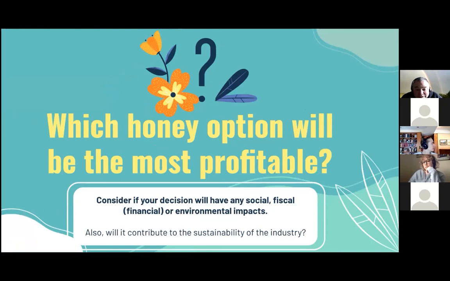Consider if your decision will have any social, fiscal, financial, or environmental impacts. There's also the environmental element to the class as well. The containers will need to be recycled, and more packaging means more of an environmental impact. The same holds true for the processing of each product. The more processing, the larger the environmental footprint.